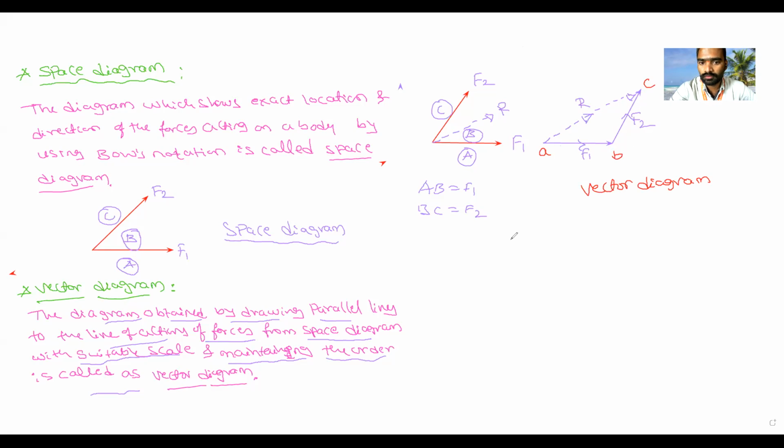Okay, so are you getting what is a vector diagram? A vector diagram is obtained by drawing parallel lines to the line of action of forces from the space diagram with a suitable scale and maintaining the proper order. Is it clear, everyone? So this is the vector diagram. You have to represent it with small letters a, b, the starting and ending point. This F2's starting and ending is b to c. Only these two points I wanted to discuss.